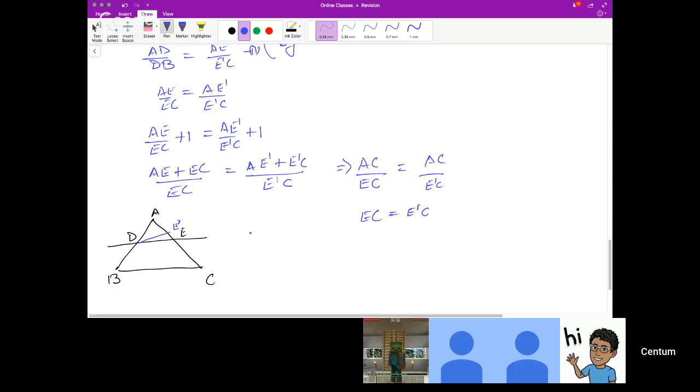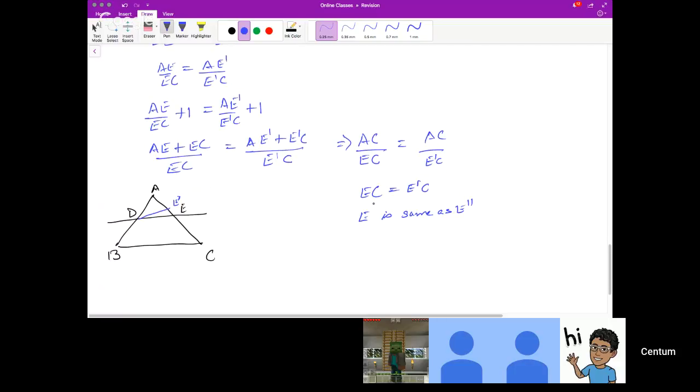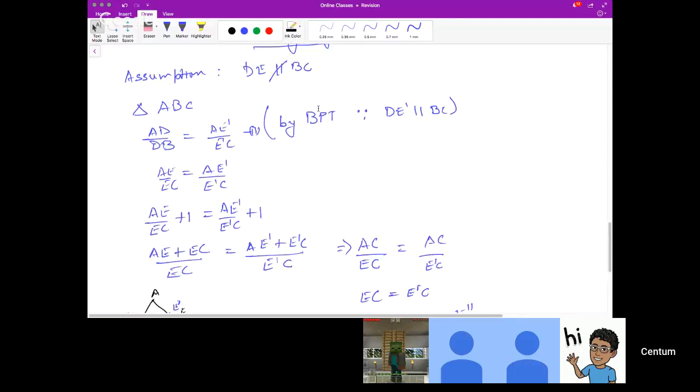Now how can EC and E'C be different if E and E' are two different points, and that too lying on the same line? So that means E is the same as E'. That means DE', which we assumed to be parallel, is nothing but DE, and hence DE is parallel to BC. This is the converse of Thales theorem.